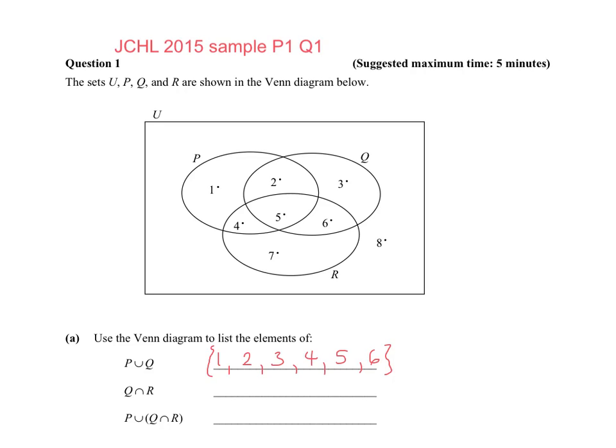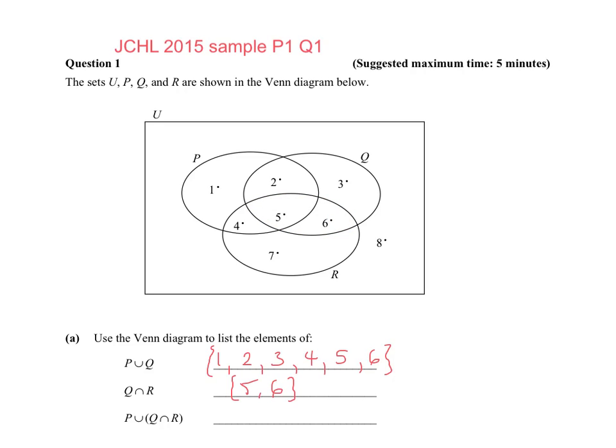Part 2 is asking for the intersection of Q and R. That's a downside end shape. That means intersection. Intersection is the overlap or the crossover of two sets. So of the elements Q and R, the overlap is this section in the middle. And so we have elements 5 and 6.